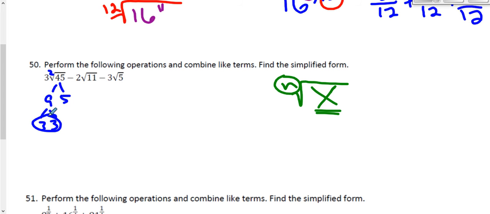So 3 has to come out of this radical. I already had a 3 in front, so those get multiplied together. I end up with 9 out front. And this 5 is stuck inside the radical. So 9 root 5 minus 2 root 11 minus 3 root 5.